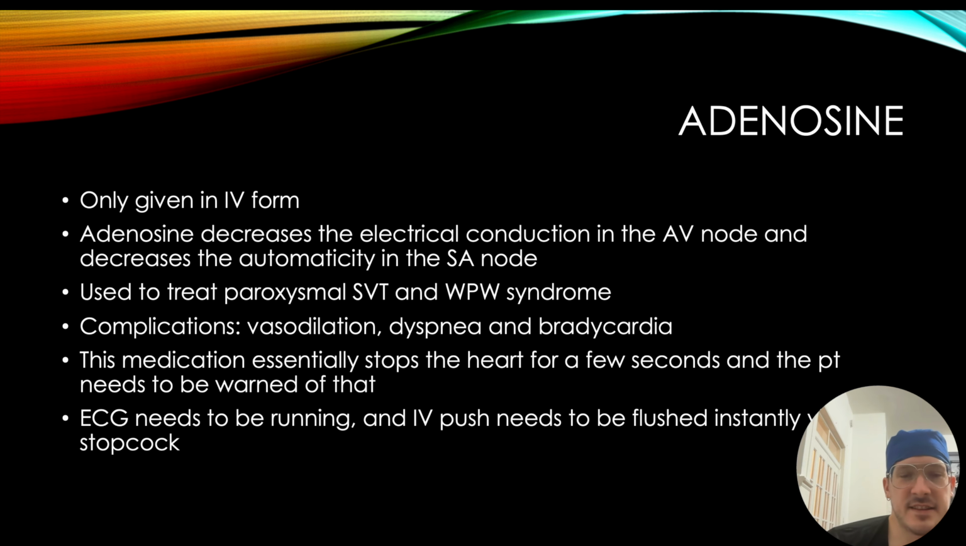Adenosine. Adenosine is only given in IV form. Adenosine decreases the electrical conduction in the AV node and decreases the automaticity in the SA node. It's used to treat paroxysmal SVT and WPW syndrome. Complications are vasodilation, dyspnea, and bradycardia. This medication essentially stops the heart for a few seconds, and the patient needs to be warned of that. ECG needs to be running, and IV push needs to be flushed instantly via the stopcock.